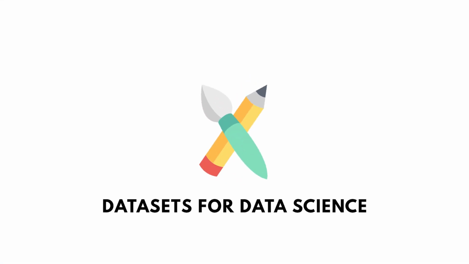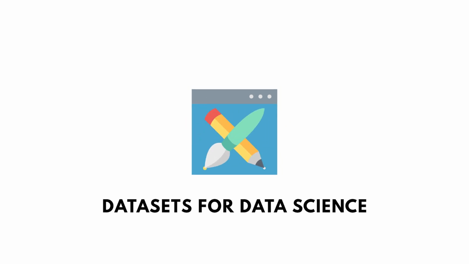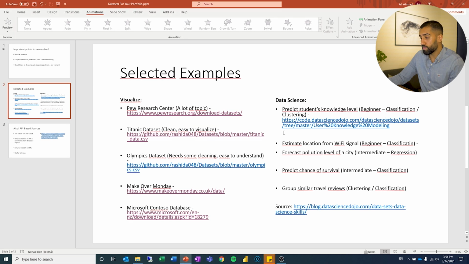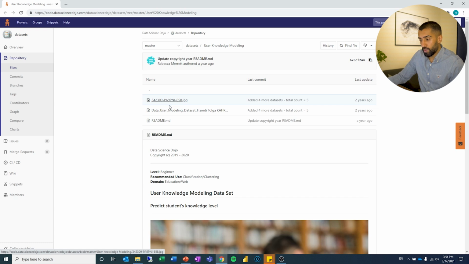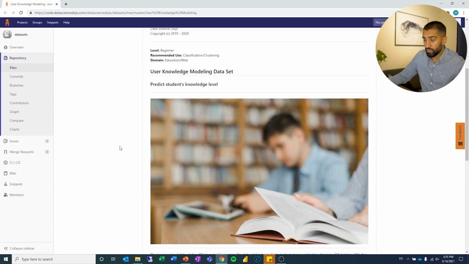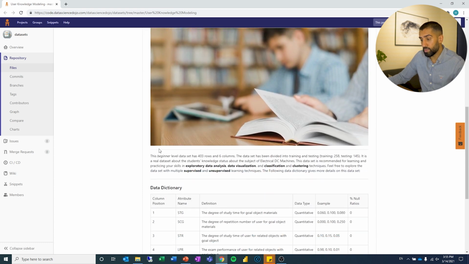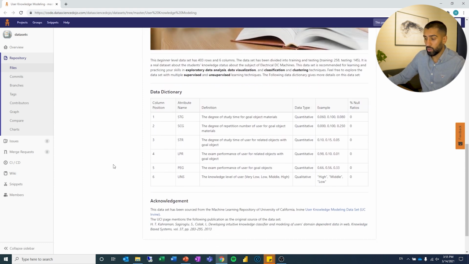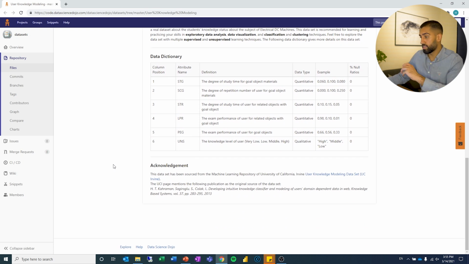Then on the right side, I have chosen a couple that are for data science, and we're just going to look at one of them. I found these at a blog, datasciencedojo.com. I think this looks really good if you're interested in data science, because if we open one of them, you can see that you will come to a page, and they've classified them by level, recommended use, and which domain it is for. It even says a little bit about what the data set is about, the data quality. Really good stuff if you want to practice data science.